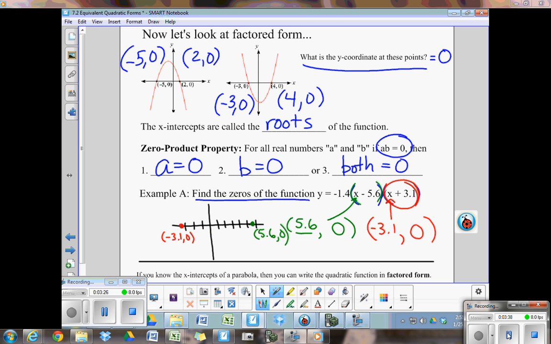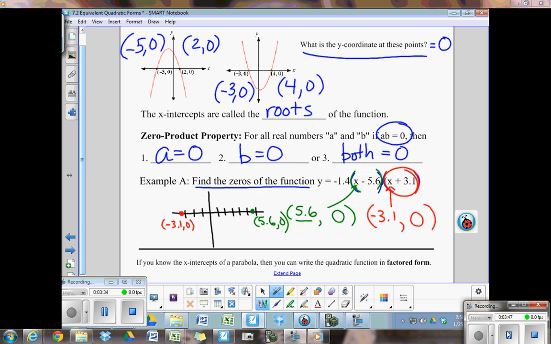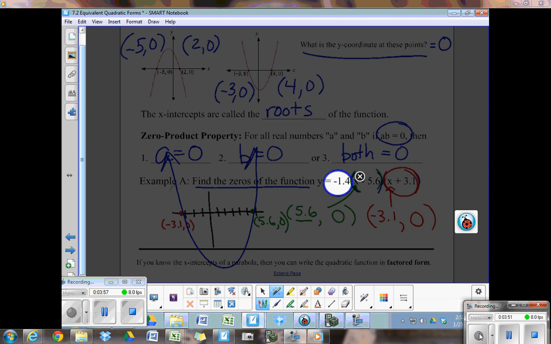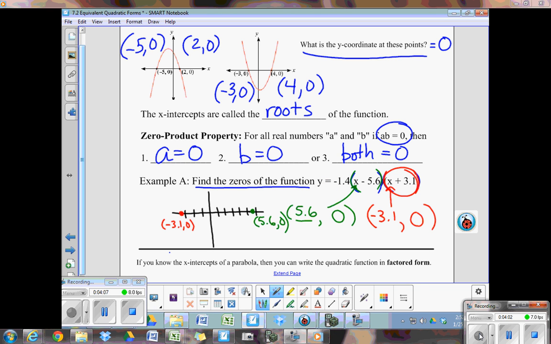And the reason for that is the dilation factor, the 1.4, is negative. And when that 1.4 is negative, we know that it opens upside down. So we know this parabola is face down. It would be dumping out water. If you were to try to fill it with water, it would be spilling it out.